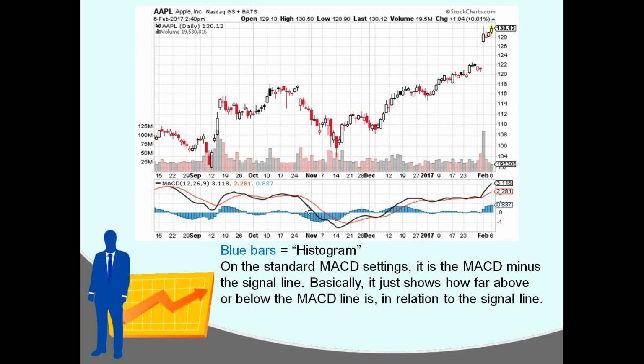And then as it goes more and more below its signal line, the histogram reflects that. It shows it by going lower and lower. So it just shows how far above or below the MACD line is compared to its signal line. Or for example over here they're pretty close together and the histogram is flat.